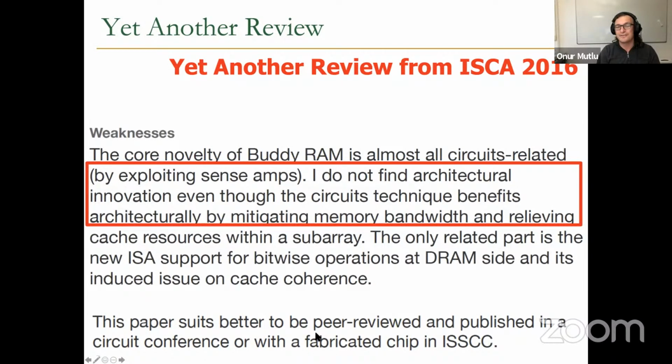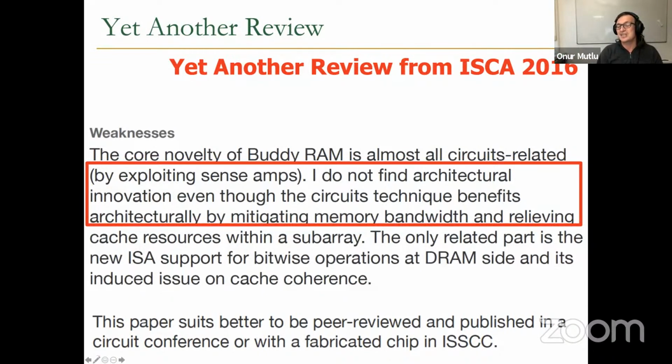I do not know of many groups that fabricate DRAM chips and publish them in circuit conferences. In fact, only the top DRAM manufacturing companies do that. They do it only once in a while, and they do not reveal any information as to their techniques. They only give high-level information. They say, oh, we implemented ECC. And this is the chip. Good luck with it. Basically, I think this reviewer is, first of all, unfair in the sense that it's ignoring all of the architectural benefits and workload benefits of the idea.